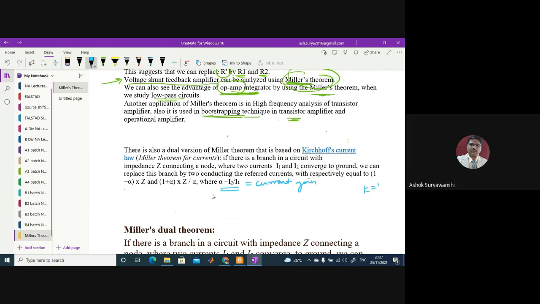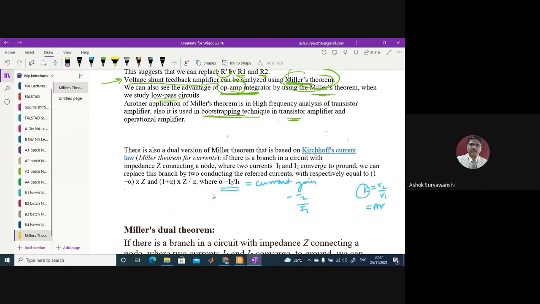K is the voltage gain, V2 upon V1, also called AV. Here it is called alpha. Alpha is used for current gain, or it is also called AI, and sometimes simply A. In some books A is used as the notation. So anywhere K is used here, A is used there. This is nothing but I2 upon I1.